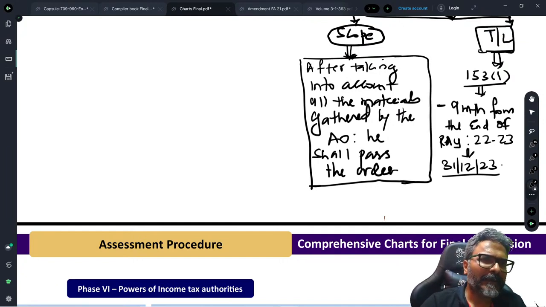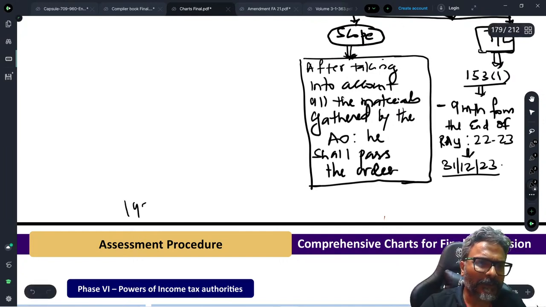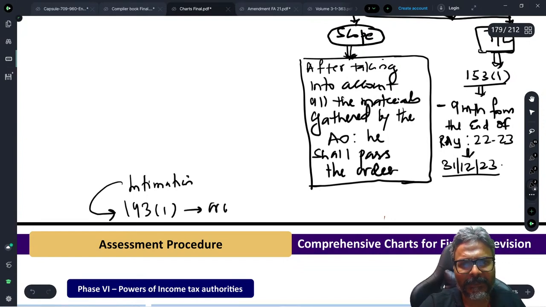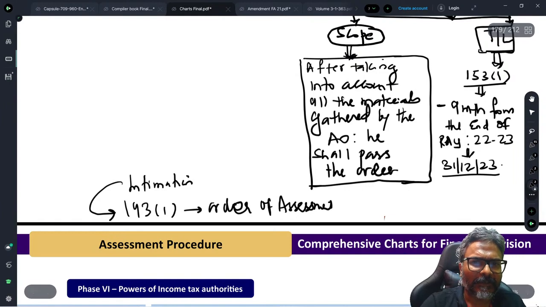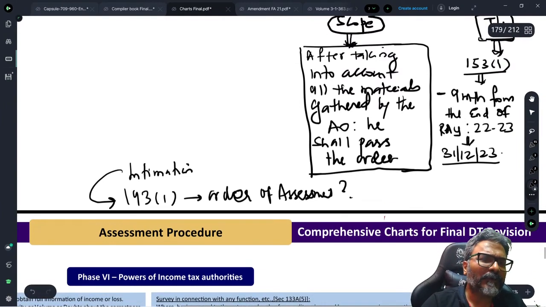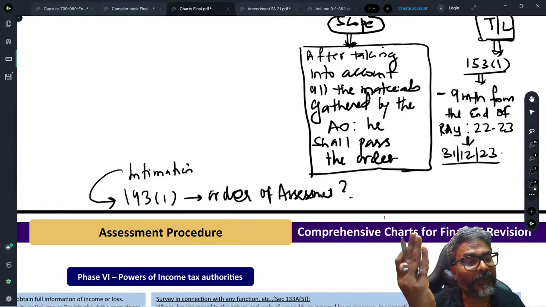Please tell me one thing. One very popular question is whether the intimation of 143.1 can be considered to be an order of assessment? Can that be considered to be an order of assessment? This is a very popular question of the ICAI. At different points of time, they have targeted this question in a very unique way.